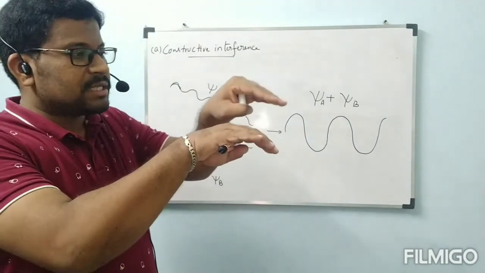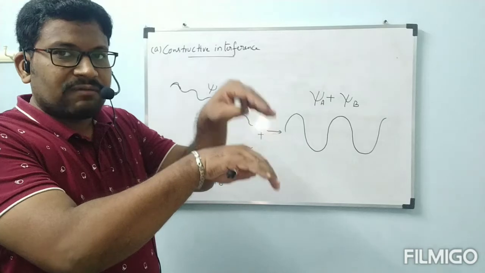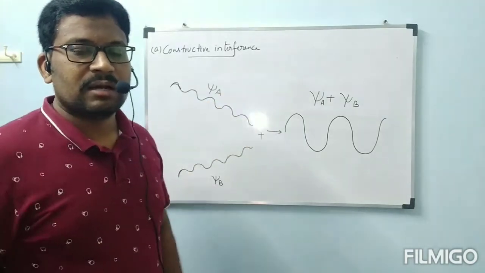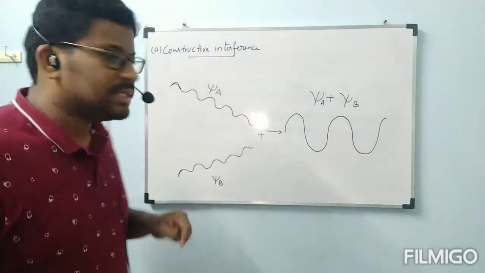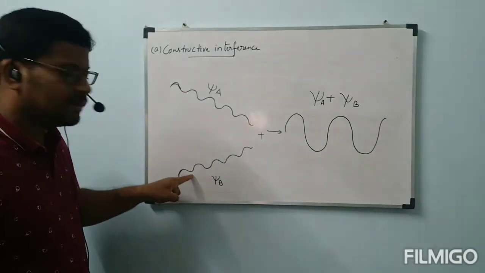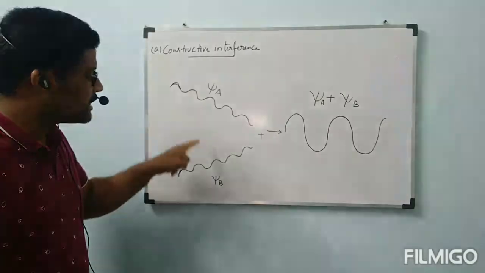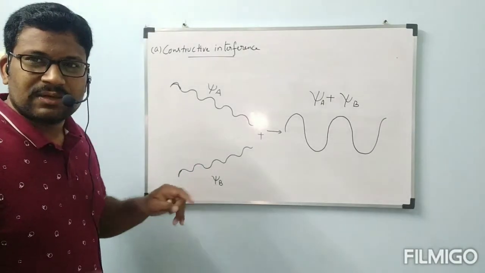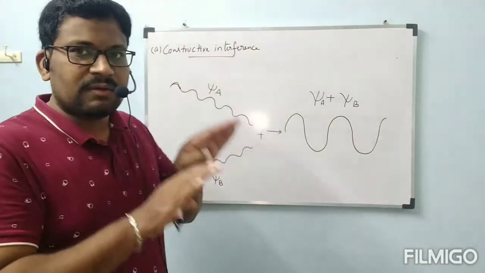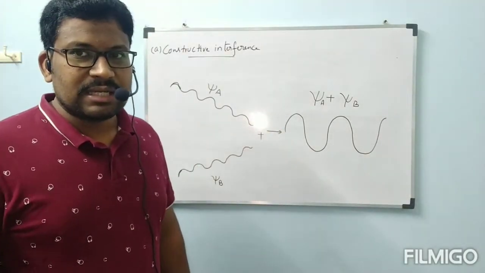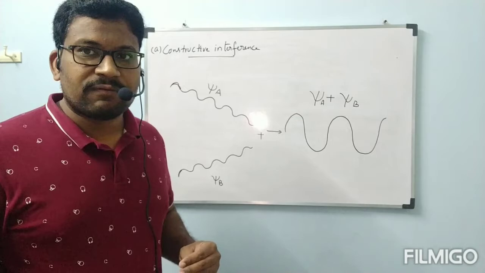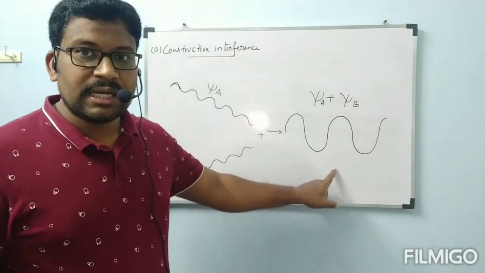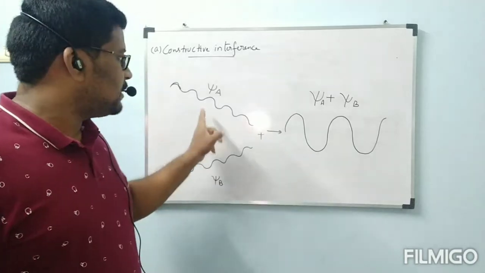Once again, when the crest of one wave and the crest of another wave are exactly overlapped, the process is called constructive interference. In this condition, the troughs are also exactly overlapped, and the next crest again overlaps, and the next trough again overlaps. So one wave and another wave are exactly overlapped, and the resultant wave is formed by the addition of the first wave and the second wave, that is psi A plus psi B. This is the resultant wave. This is psi A, this is psi B.